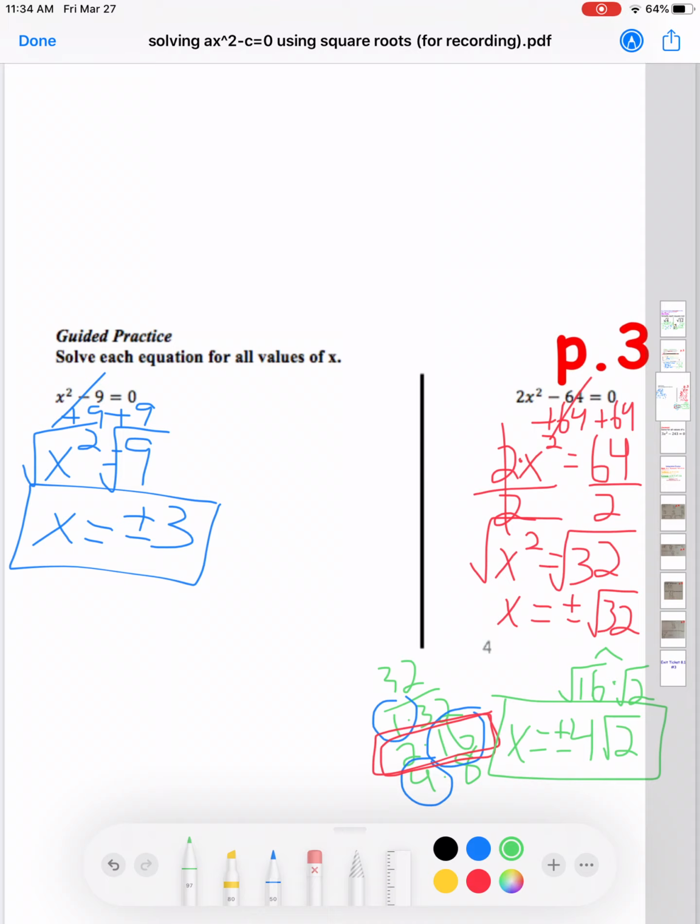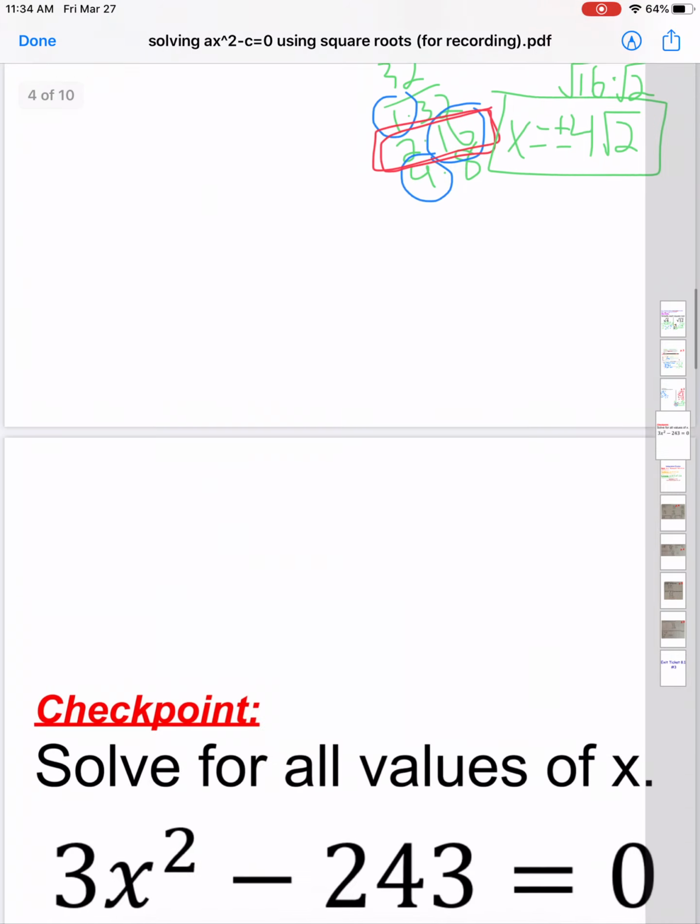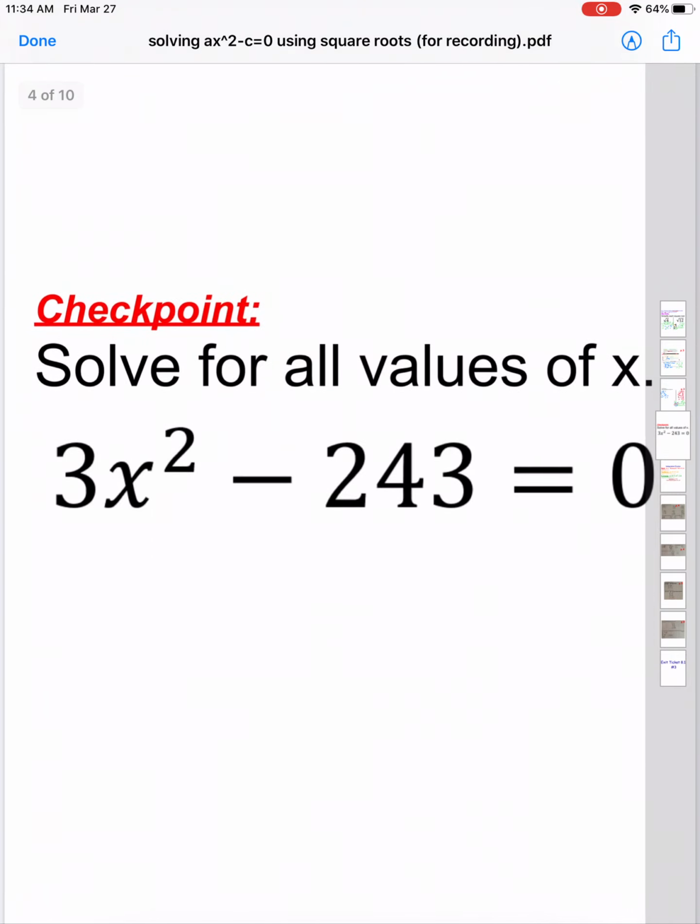Okay, so at this point we are done with our guided practice. We're going to move on to our checkpoint question. So here's your checkpoint question. You can solve this either off to the side on your packet or just on a separate piece of paper. So please pause the video, go answer this question by yourself, and then come back to check your work.